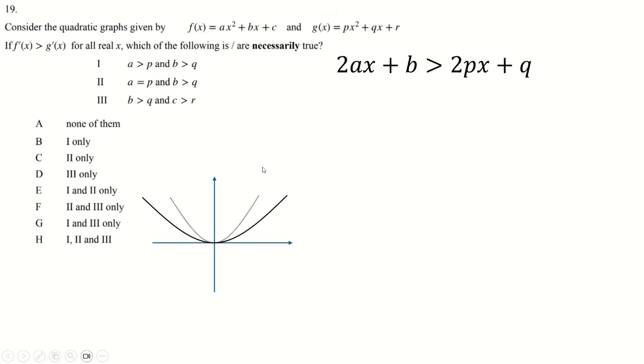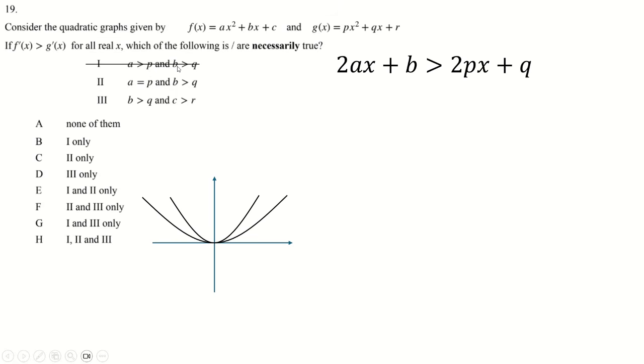You can also see this by the graphs. If you make b, c, q, and r all 0, you'll end up with a graph like this if this is just px squared. And if you then have ax squared where a is bigger, you end up with this kind of graph. But of course, over on this section, a being bigger just means the gradient is more negative, which means it's less than the other one. And so it can't be true for the entire thing unless a does equal p.